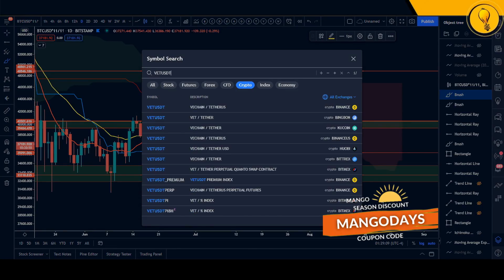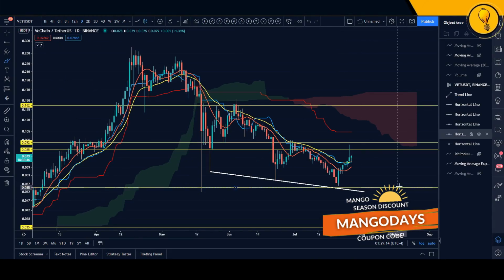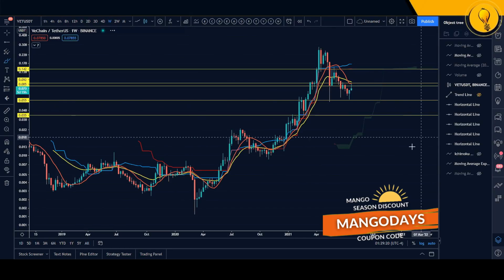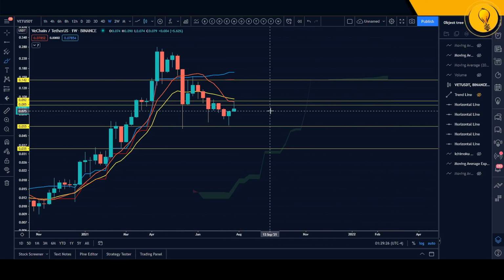So that's Vechain USDT. Let's go ahead, pull this baby up, and what are we doing here? It's looking neat, at least on the daily time frame. How about the weekly? How do we close on the weekly? Okay, so Vechain, I believe, is still within its range of price action.